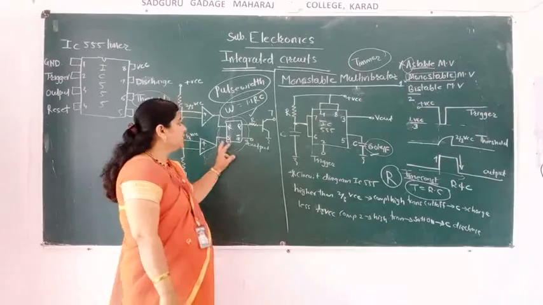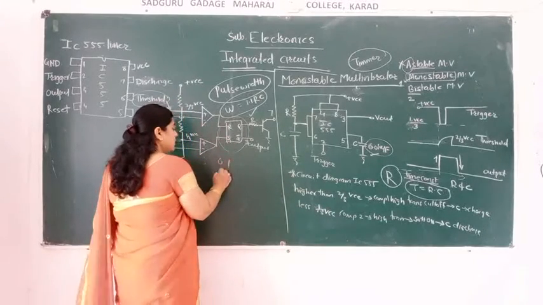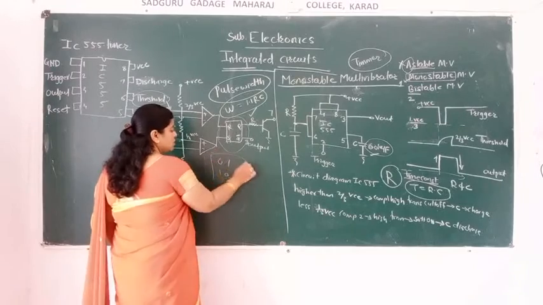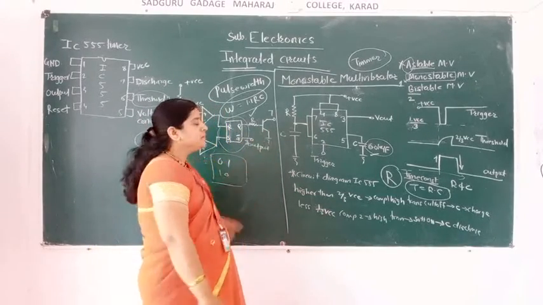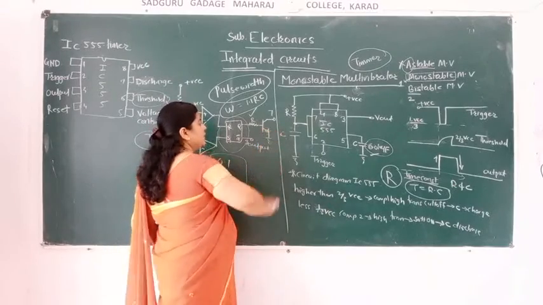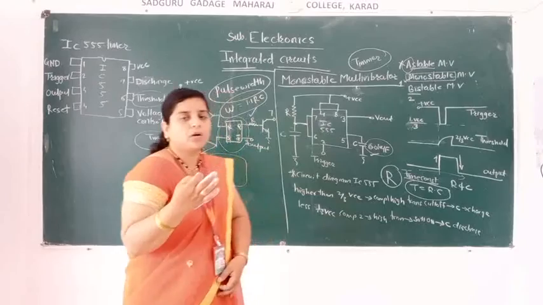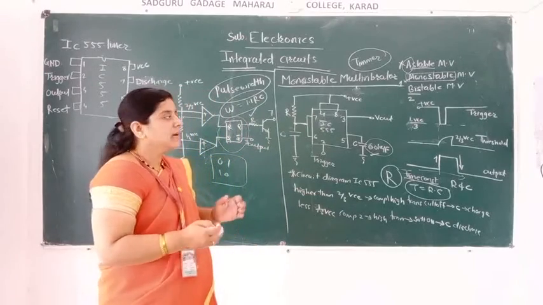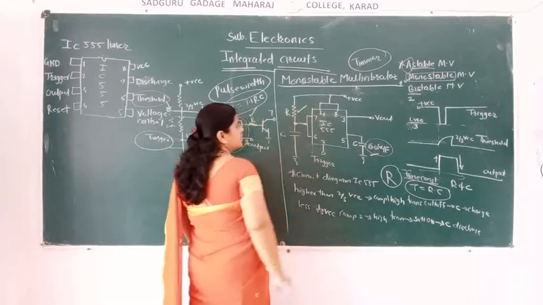So it will work only in the 1 and 0, 0 and 1 states; the RS flip-flop operates only in those. According to that, the transistor will be on and off. If the transistor is off, the capacitor will be charged. If the transistor is on, the capacitor will be discharged. And this charging and discharging of the capacitor depends on this resistor R.